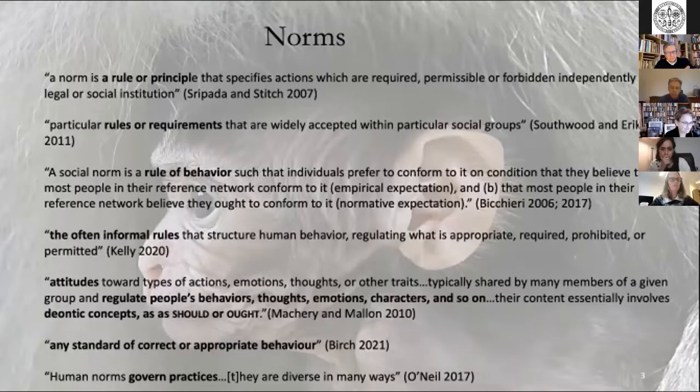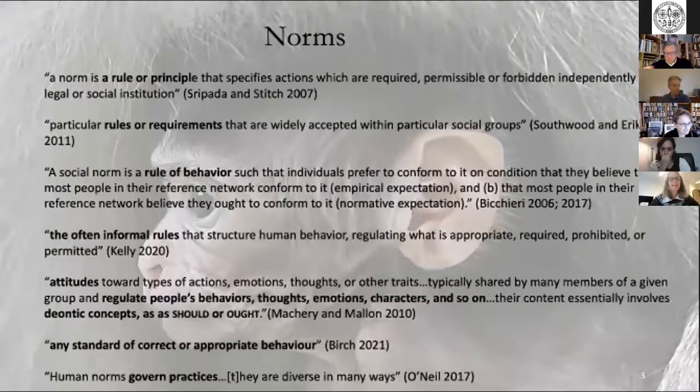on Bicchieri's view. We start moving away a little bit from rules with Dan Kelly's way of describing social norms when he says that often informal rules, I think he's using rules loosely here, structure human behavior, regulating what is appropriate, required, prohibited, or permitted. And then we see this term drop out completely in Machery and Mallon's account, where they describe norms as attitudes towards types of actions, emotions, thoughts, or other traits, typically shared by many members of a given group. And they do things like regulate people's behavior, thoughts, emotions, character, and so on. So these are attitudes that govern people's systems and how they act.